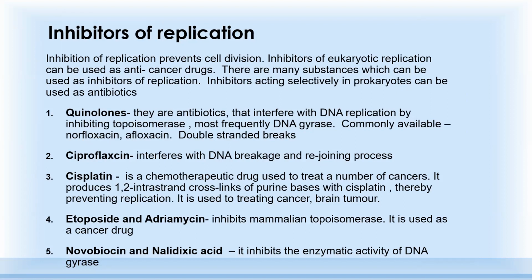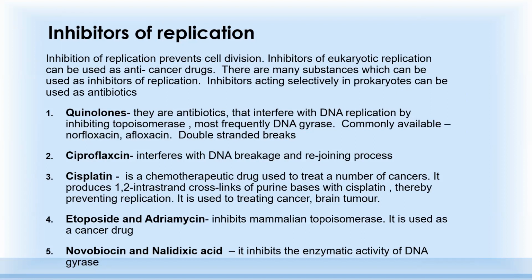Cisplatin is the next drug. It is an anti-cancer drug. It is used against many cancers like lung cancer, brain tumor, breast cancer, cervical cancer, etc. How it does this is that it forms an intralink or a cross-link between a purine base and the cisplatin. So a link is formed between the cisplatin and the purine, and thereby it prevents replication. It is stopped. It cannot go for the next process.